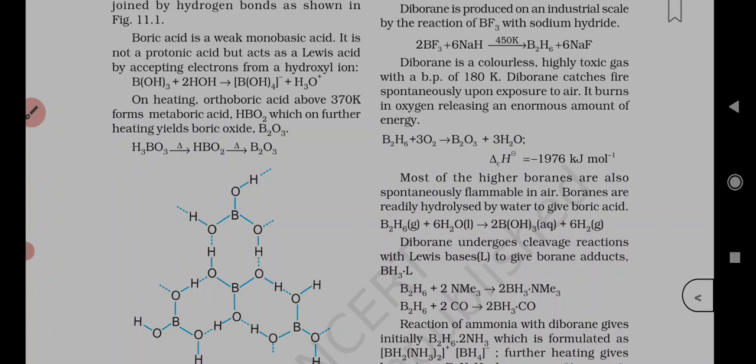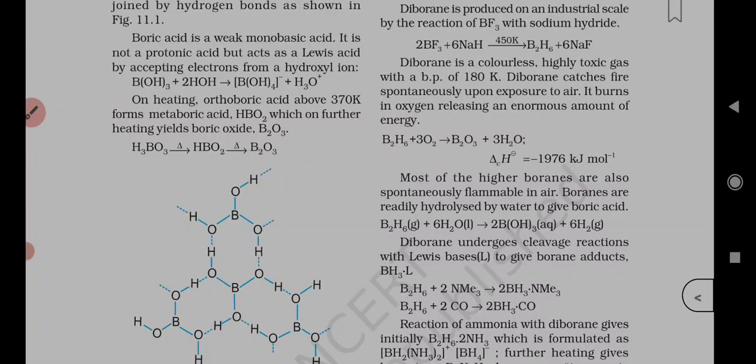Reaction of ammonia with diborane gives initially B2H6·2NH3, which is formulated as [BH2(NH3)2]+ [BH4]-. Further heating gives borazine. What is borazine? B3N3H6, known as inorganic benzene. What is benzene? C6H6. Here there are 6 hydrogens, but in place of 6 carbons there are 3 borons and 3 nitrogens, B3 and N3.